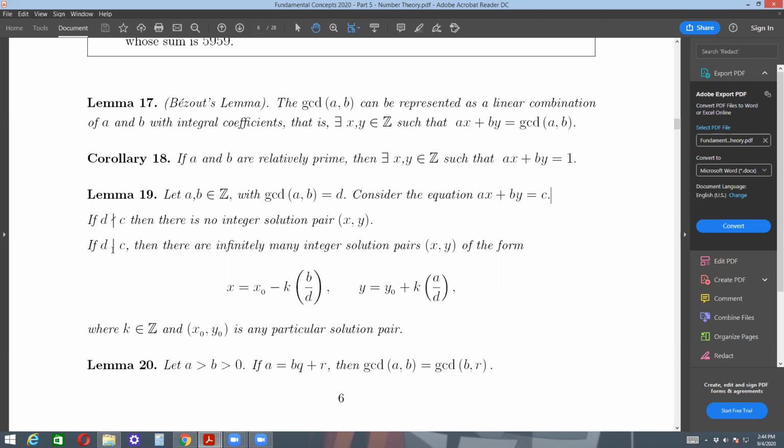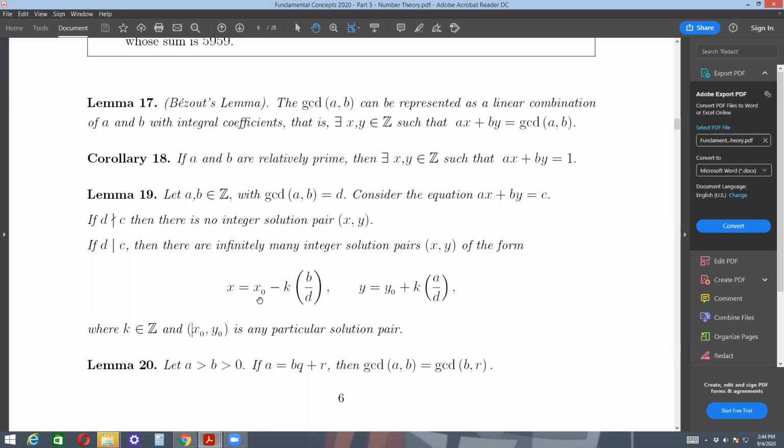If d, which is the GCD, does divide c, it means that there will be infinitely many solutions. And those solutions are of this form here. Now, how you do this is basically, first thing you have to do is find a particular solution. A particular solution basically means you have one solution that works. So what you do is basically try values until you get one that works. And that pair, you call x0, y0.